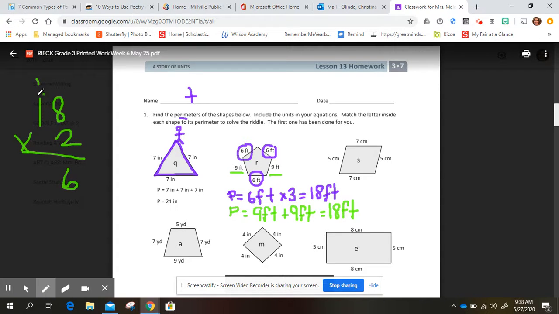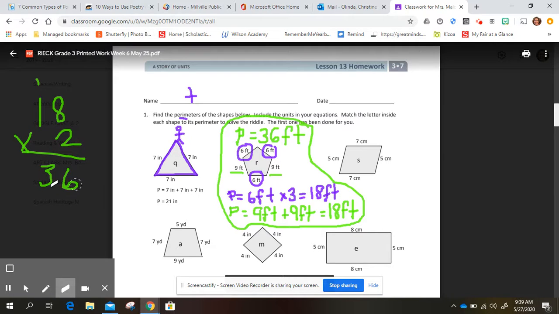1 times 2 is 2, plus 1 is 3. So my answer is 36. Perimeter equals 36 feet. Now remember, it tells you to write the equation. So if you're copying this on a piece of paper, you need to write all the things that I wrote. Both formulas, and then perimeter equals 36 feet.